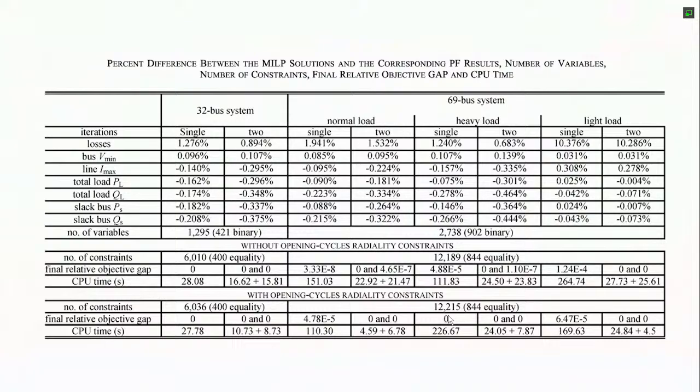But the idea at the end is quite the same. So these are just the tests. I don't know if you have any questions.